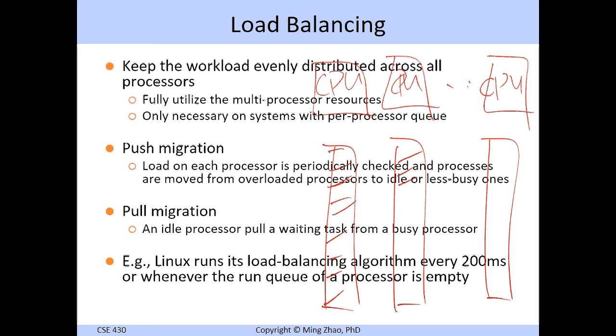In fact, in Linux, the push migration load balancing algorithm runs every 200 milliseconds. If you still remember, the time quantum Linux uses is about 10 milliseconds, right? So it means that every 20 time quantums, Linux will use push migration to balance the work across all the processors. At the same time, Linux also uses pull migration whenever a processor's run queue becomes empty.